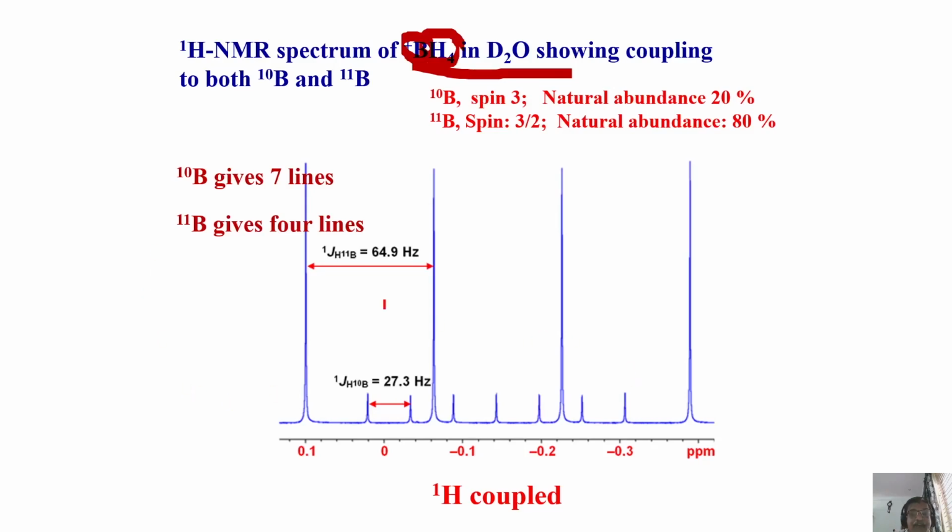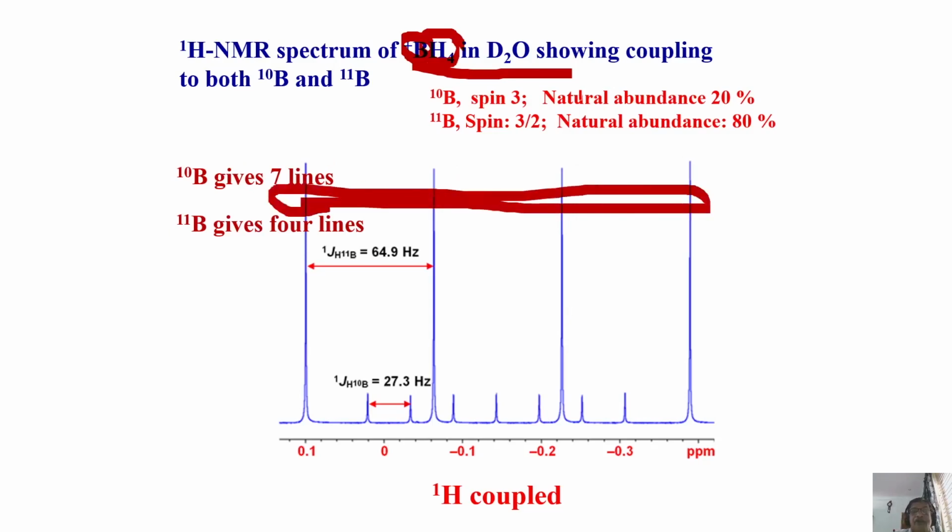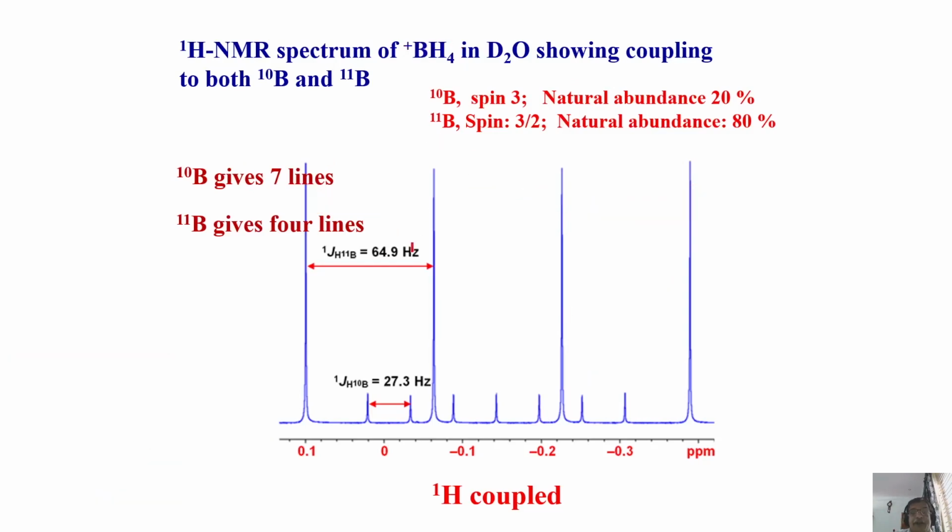Now let us analyze the spectrum. There are strong 4 peaks here. What are they? Why are they coming? What is this coming from? And there are also small peaks here of equal intensity. Fantastic spectrum, all peaks are of equal intensity here. If you carefully see, these 4 peaks, I would say, are because of B11. B11, as you know, has spin 3 by 2.